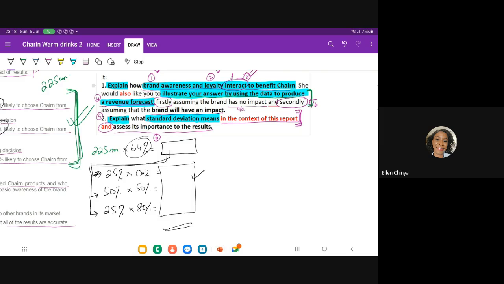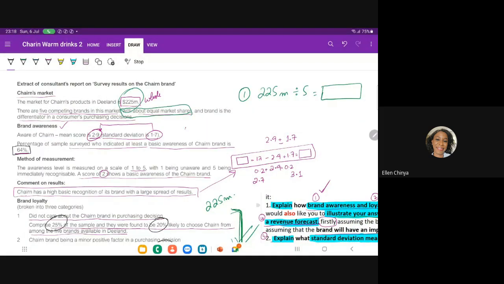Okay. Now let me answer this. They are saying that brand awareness is 64%. Percentage of sample surveyed who indicated at least a basic awareness of the company is 64%. This means that the remaining 36% are unaware of the company's product. So if someone is unaware about the company's product, generally we say that they are not under the scope, they are not a potential customer, because they don't know about the company's product.